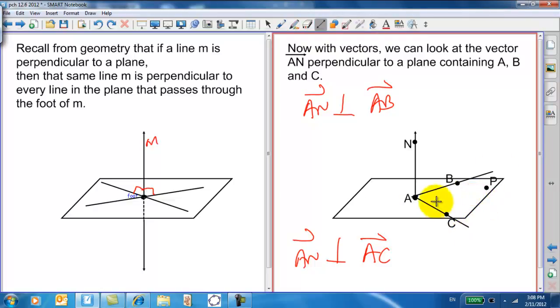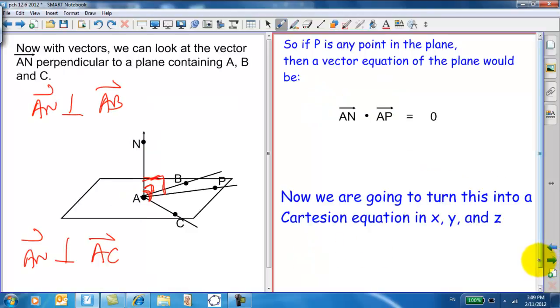And now if we think of any general point P, call it x, y, z in the plane, AN will be perpendicular to that as well. It's perpendicular to all those. Perpendicular this way, and that way. So, if P is any point in the plane, then a vector equation of the plane could be vector AN dot vector AP equals 0. So that would be a vector equation.